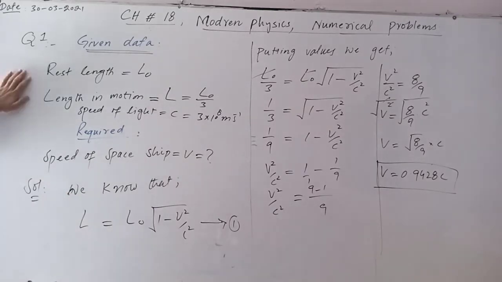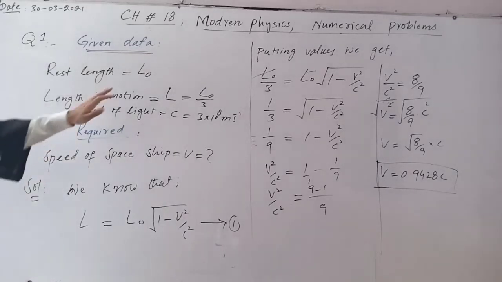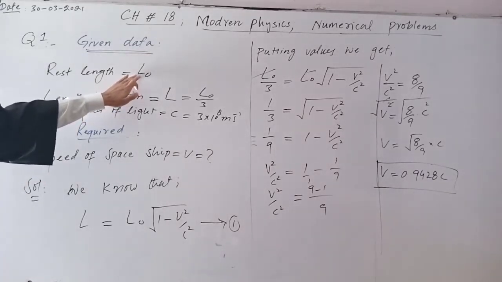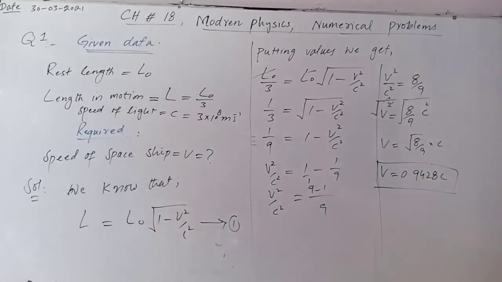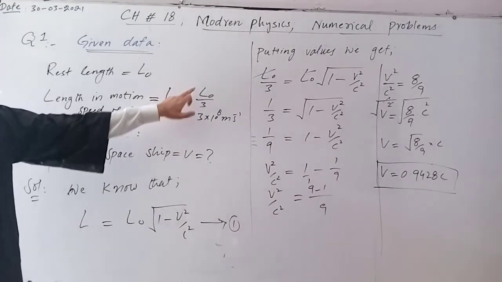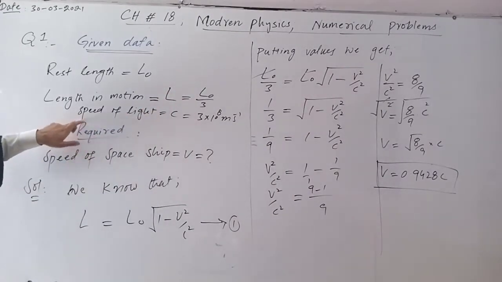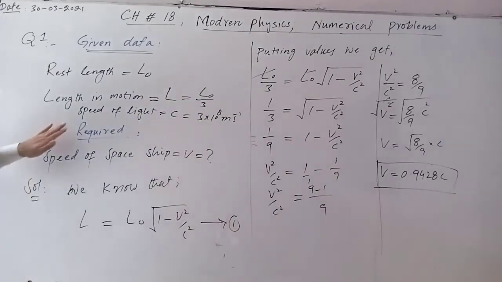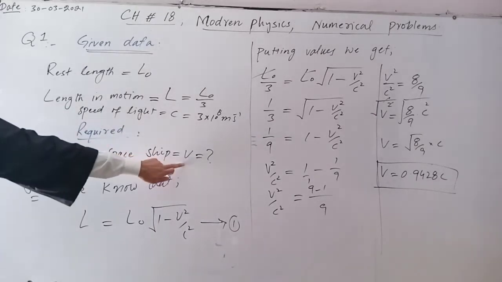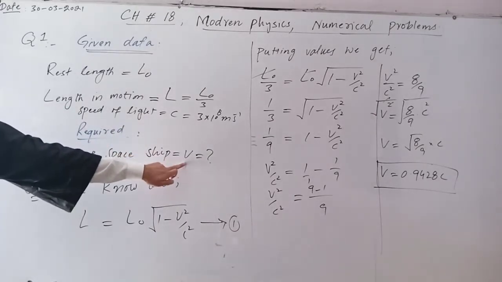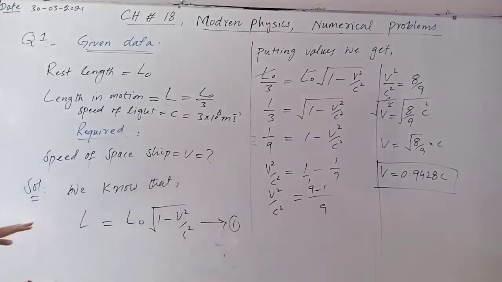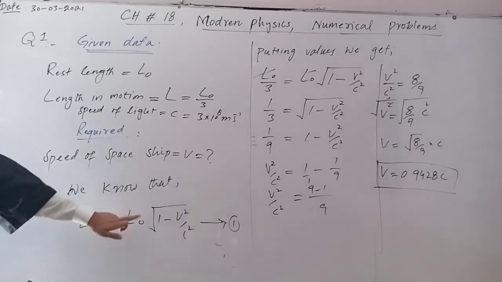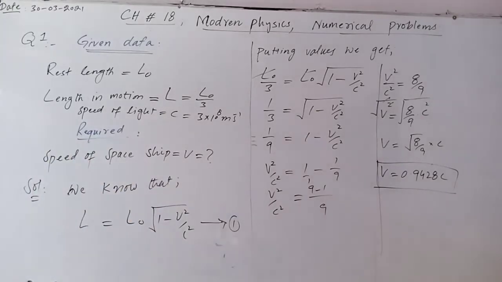So it is very simple. Let me summarize it once again. Rest length is L0, and it is given in the statement of the question that the length in motion will be 1/3 of the rest length. So L will be equal to L0 divided by 3. This is the universal constant speed of light, c equal to 3 multiplied by 10 power 8 meter per second. What is required? We have to calculate the speed v of spaceship. For calculating this, one of the consequences of special theory of relativity is that L is equal to L0 under the root 1 minus v square divided by c square.